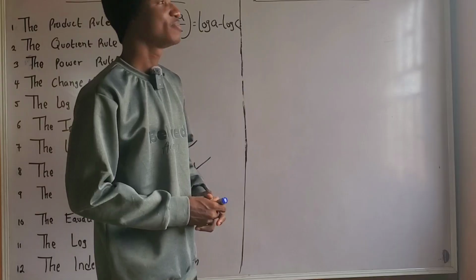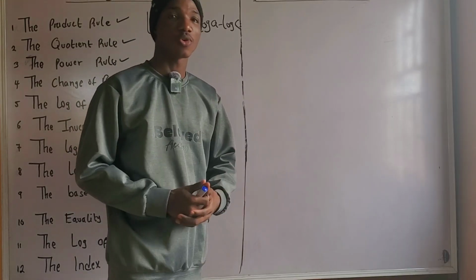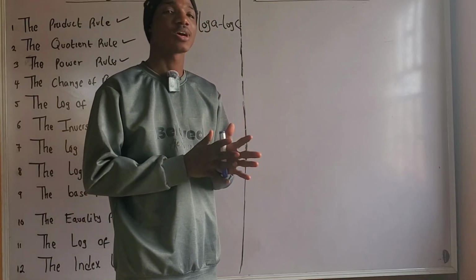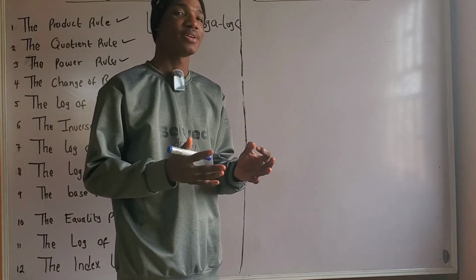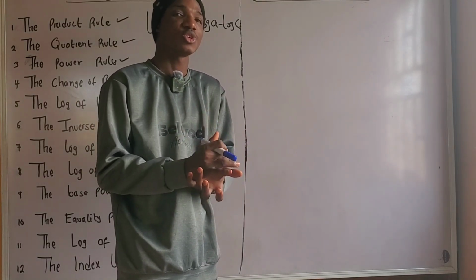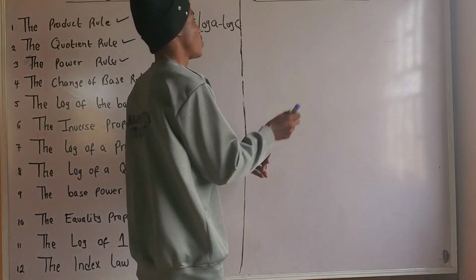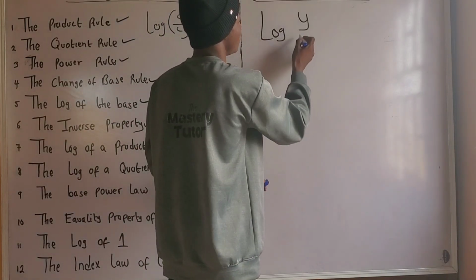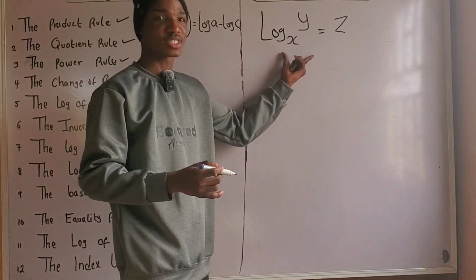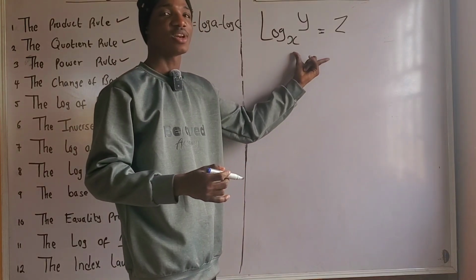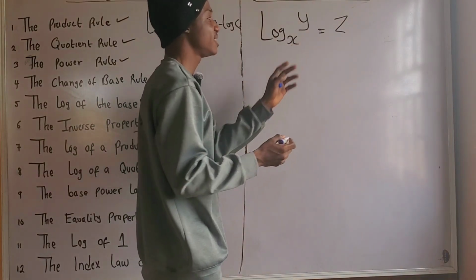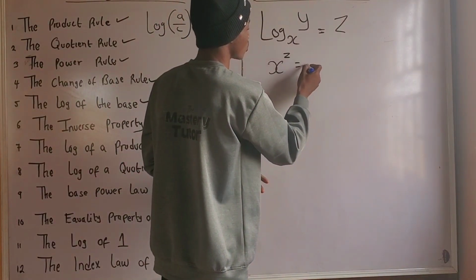The next law of logarithm that we're going to talk about is the index law of logarithm. This law that you see on the board is one of the important laws that connect logarithm and indices. In this law, we're going to be learning how to rewrite a logarithm form question back to index form. For example, let's say you have log y base x equals z. Do you know that this one is in logarithmic form? You can rewrite this in index form. That means in index form it will be x raised to the power of z equals y.